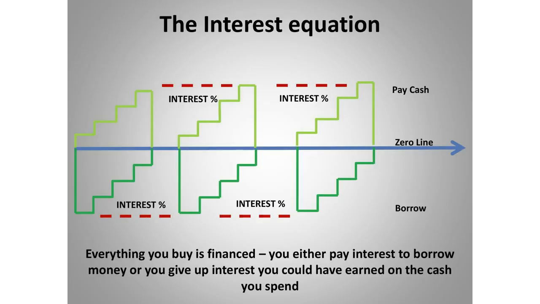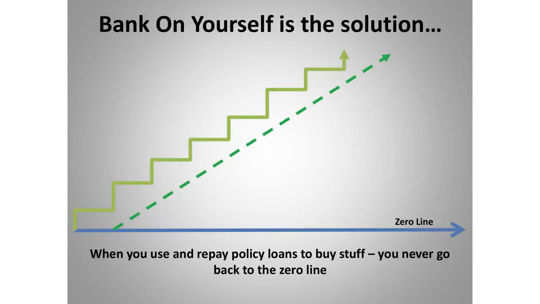The next core concept was what I called the interest equation, or the velocity of money concept. This is the idea that everything you buy is financed because you either pay interest to borrow money or give up the interest you could have earned on the cash you spent. Bank on Yourself is a strategy that allows you to access your cash value while still providing growth. When you take a policy loan and repay the loan over time, you never go back to the zero line.